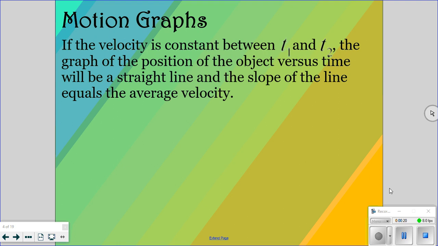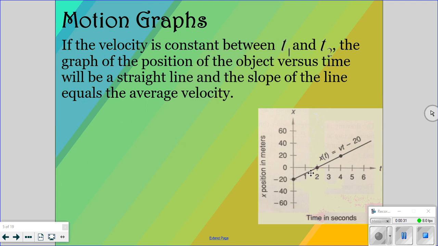If the velocity is a constant between t1 and t2, then it's just going to be a straight line if you graph it, and the slope is going to just equal your average velocity. So if you look here, this is a straight line, and so whatever the slope is of this line, is going to be the average velocity. And so you would just go up 20 and over 2, so 20 divided by 2 would be 10, so the average velocity of this particle would be 10.